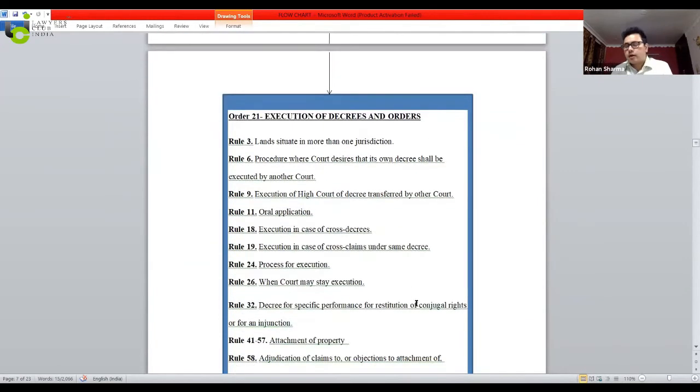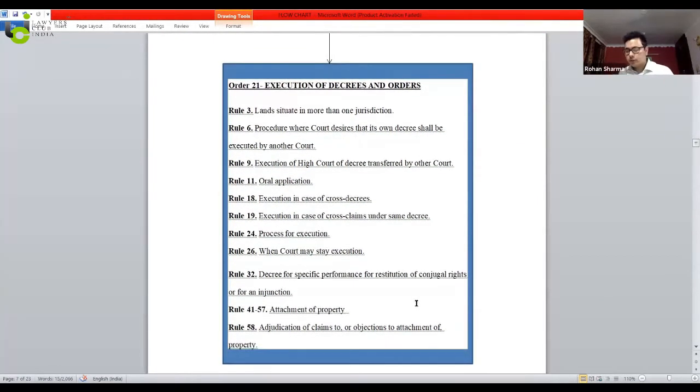Yes. Order 21 basically deals with the rules which govern the execution proceedings. These are linked to this lot of sections. It outlines that when land is situated in more than one jurisdiction, then both the courts have the jurisdiction, and anyone can execute. When a court desires that its own decree shall be executed by another court, when there is an oral application instead of a written application, what is the procedure? For example, even on an oral application, the court can order detention and execution.